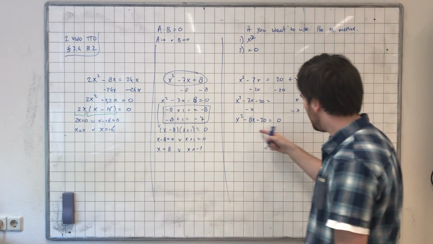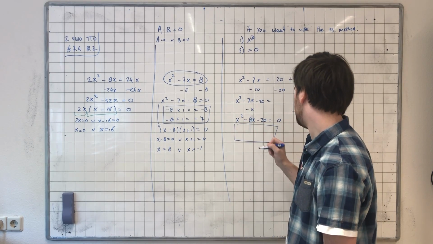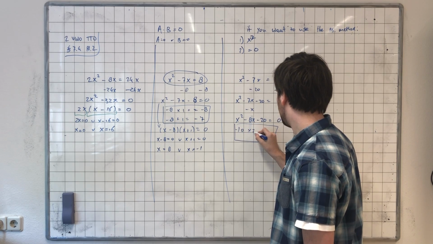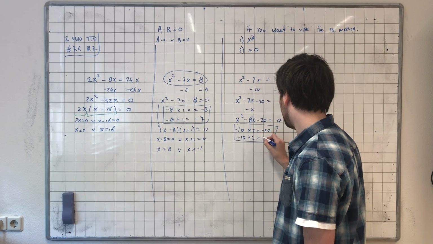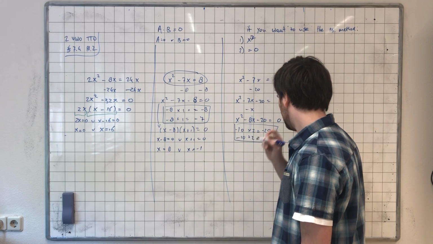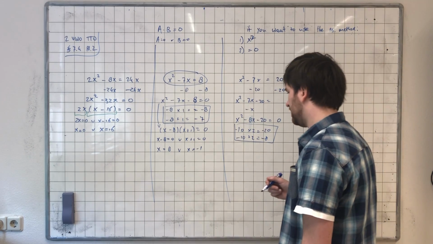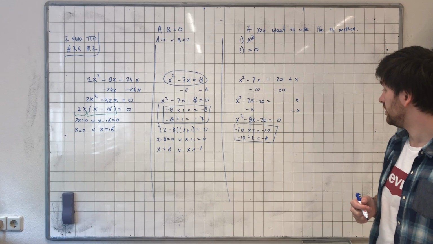Now we can use the product sum method. Let's draw our little box again. Which two numbers do we need? Minus 10 times 2 is minus 20, and minus 10 plus 2 is minus 8. So it helps if you're good at arithmetic while doing the product sum method. If you're not good at it yet, you have to practice it a lot before you will get good at it.